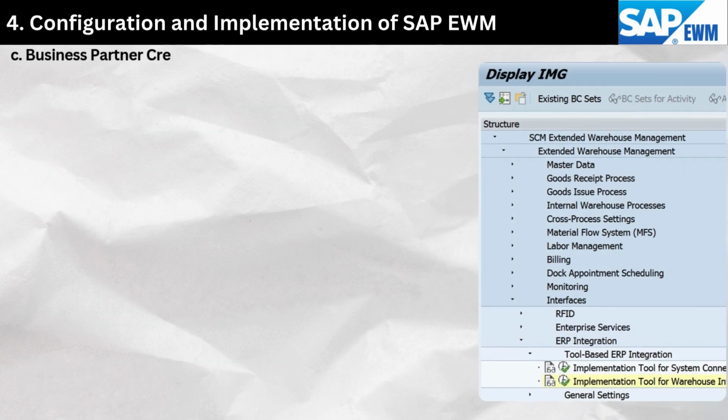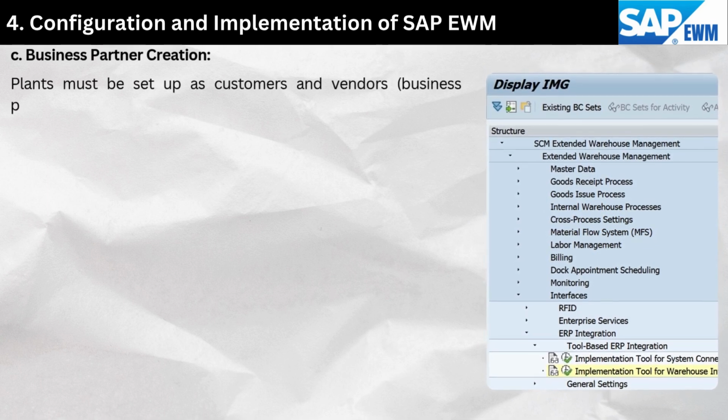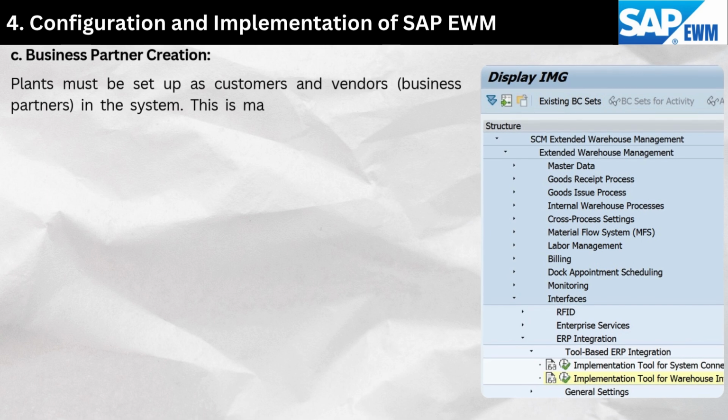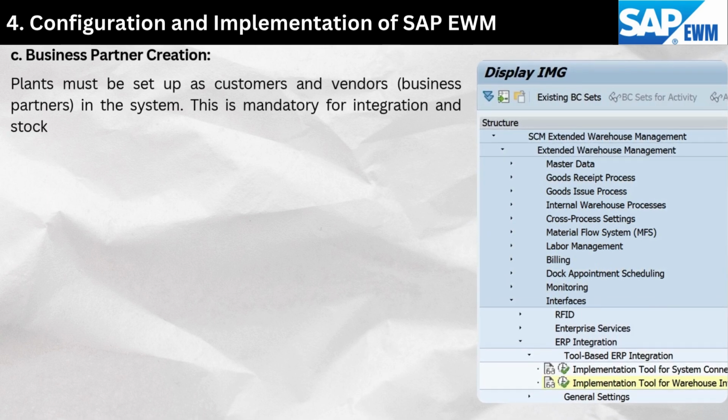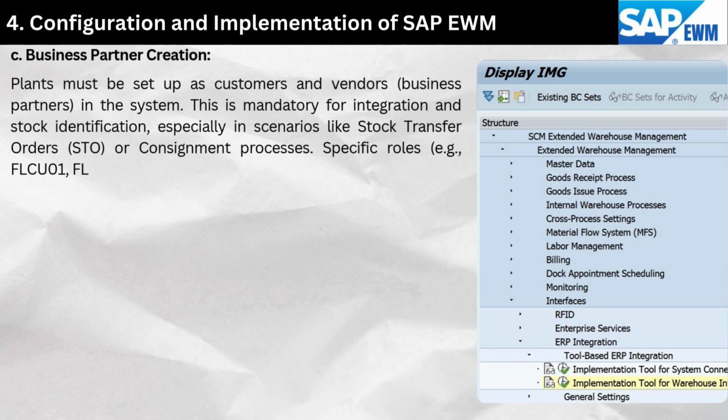Business partner creation. Plants must be set up as customers and vendors, business partners, in the system. This is mandatory for integration and stock identification, especially in scenarios like stock transfer orders, STO, or consignment processes. Specific roles, e.g. FLCU01, FLVN01, are assigned to these business partners.